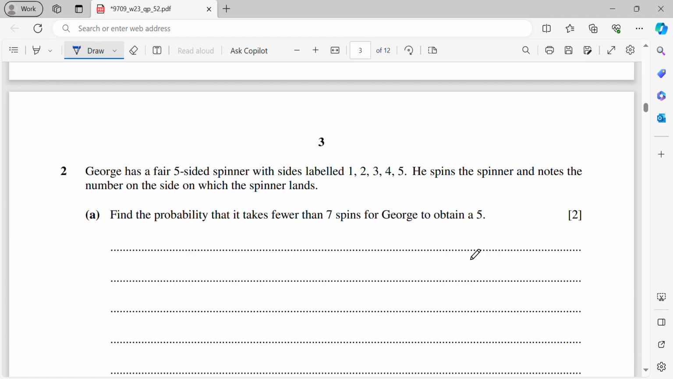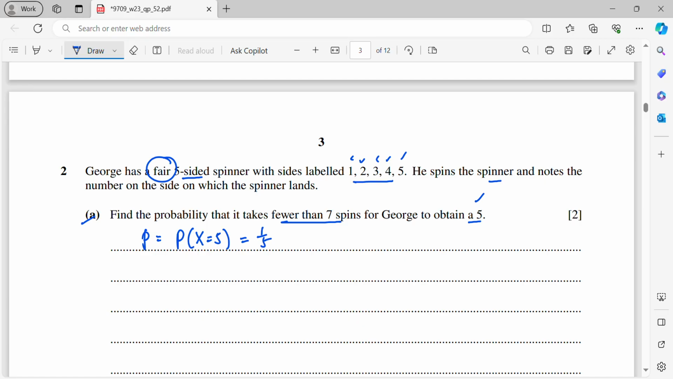Now for question number 2, George has a fair 5-sided spinner with sides labeled 1 to 5. He spins the spinner and notes the number on the side on which the spinner lands. Part A, find the probability that it takes fewer than 7 spins for George to obtain a 5. The probability of obtaining a 5 is 1 out of 5, because it's mentioned to be a fair spinner.